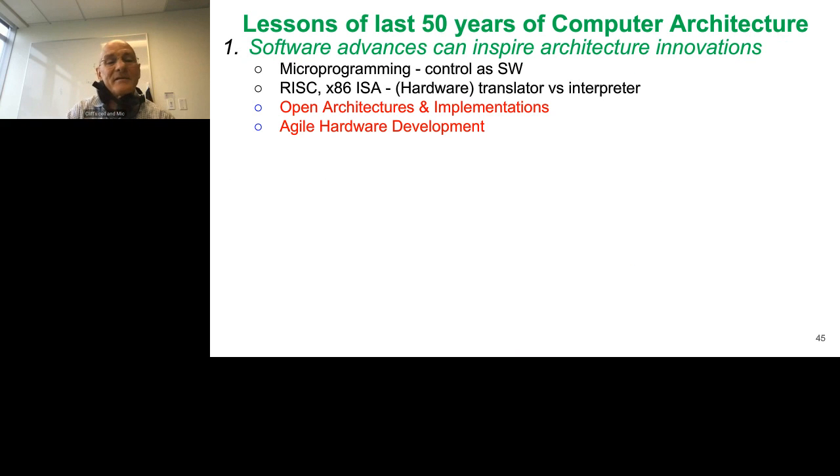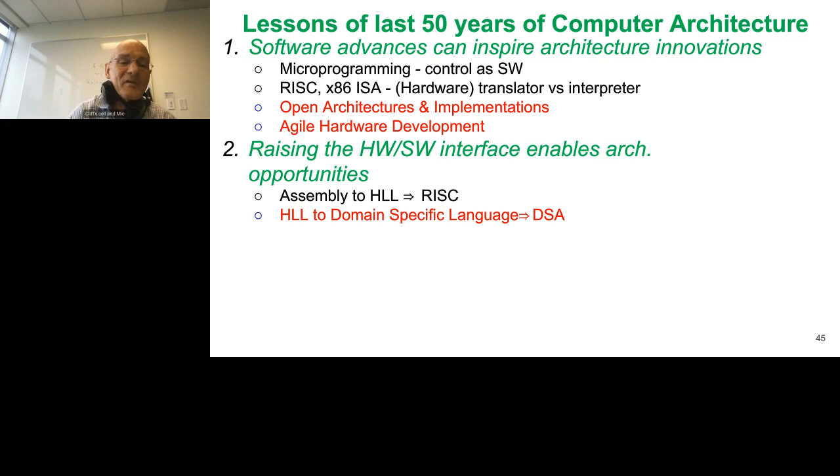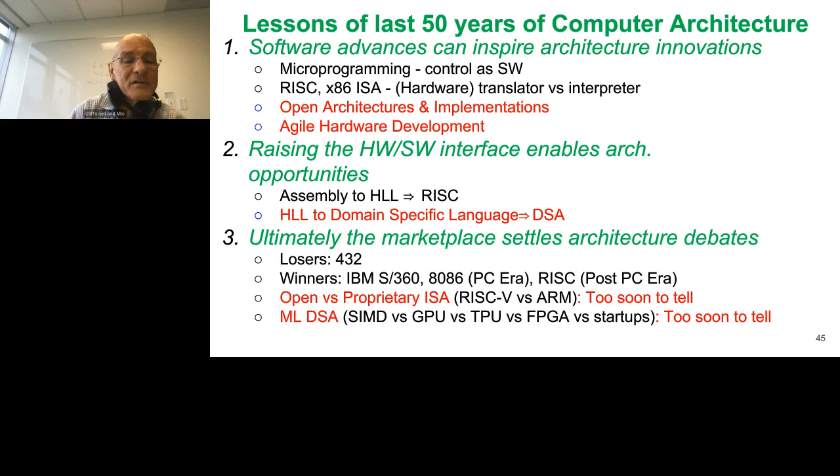I said there's a theme that software advances can inspire architecture innovations. Microprogramming and RISC were examples in the past. We've got these new ideas of open architectures and agile hardware development. Raising the hardware-software interface enables architecture opportunities like RISC from high-level languages. And now domain-specific languages at higher levels are allowing domain-specific architectures. And the marketplace is going to settle this. When things lose, it's kind of a disaster, but things can last for decades if you succeed, like x86 and the 360, and now RISC in this post-PC era.